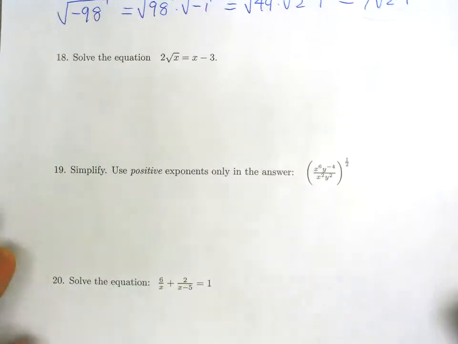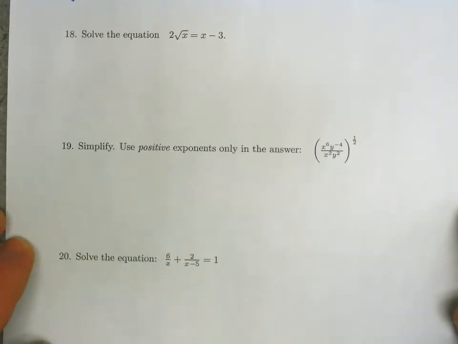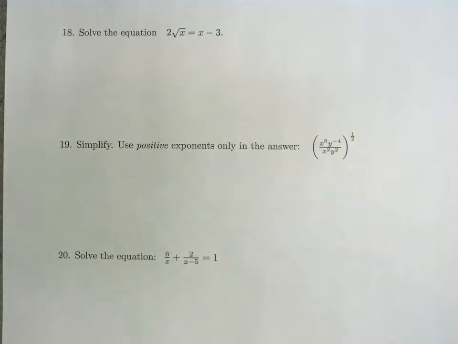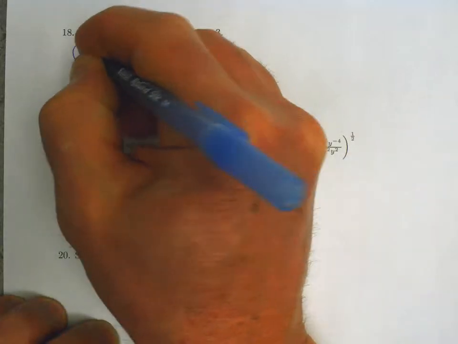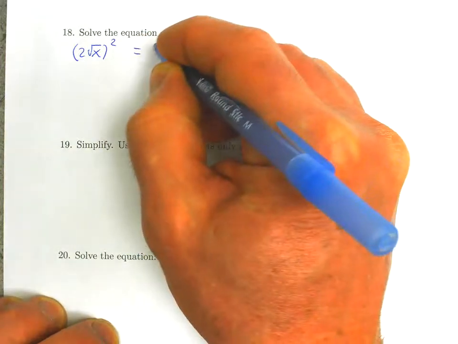Okay, we picked up where we left off on this problem, number 18. Solve the equation 2 times the square root of x equals x minus 3. We want to solve for x. Since the variable x is inside a square root, we have to square both sides. So that's how we start. We square the left-hand side and we square the right-hand side.